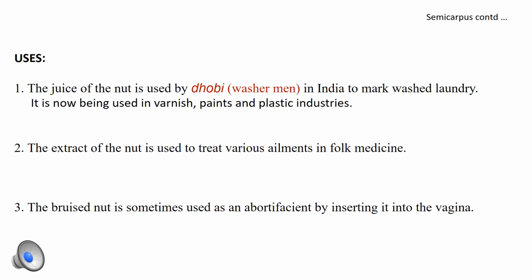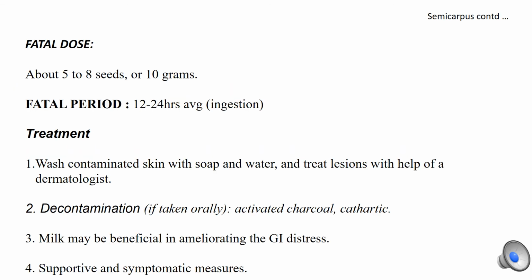So as the name suggests, marking nut is used by the dhobis in India to mark the washed laundry because it's insoluble in water. The extract of the nut is used for various ailments in folk medicine, used by the quacks. The bruised nuts are sometimes used as an abortifacient, meaning for inducing miscarriage. Fatal dose is 5 to 8 seeds. Remember this is the important fatal dose and fatal period, or 10 grams. Fatal period is 12 to 24 hours after ingestion.